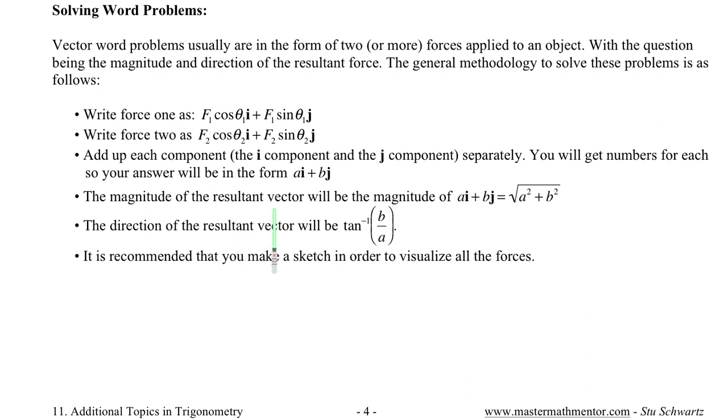The magnitude of that resultant is going to be the total force. And then the direction is going to be the inverse tangent of b over a, where b is this value and a is that one.